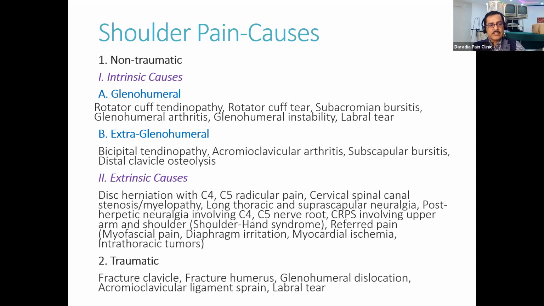So the causes can be traumatic or non-traumatic. In the traumatic, we are having fractures, fracture of the humerus, fracture of the clavicle, acromioclavicular joint ligament sprain, dislocations. Even a labral tear can be in your traumatic. In the non-traumatic, we are having the glenohumeral, that is the major. In the non-traumatic, intrinsic and extrinsic.